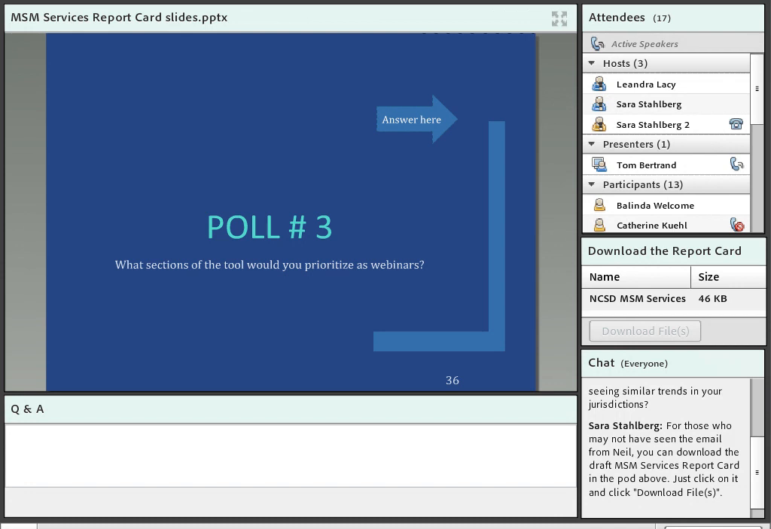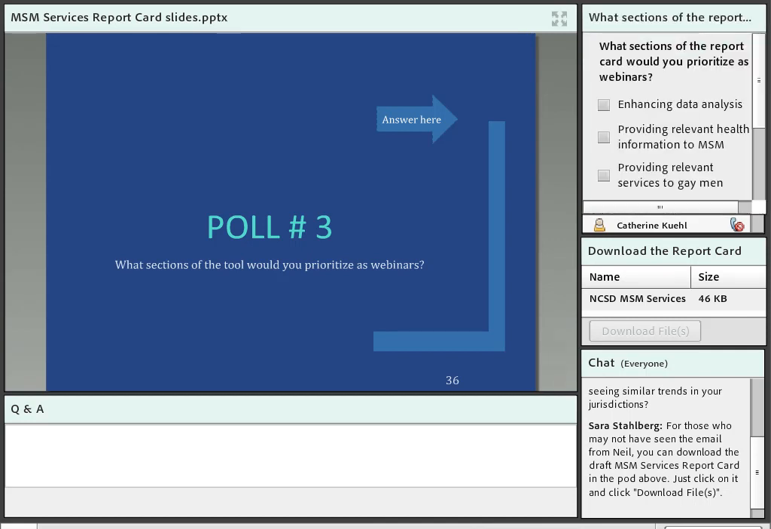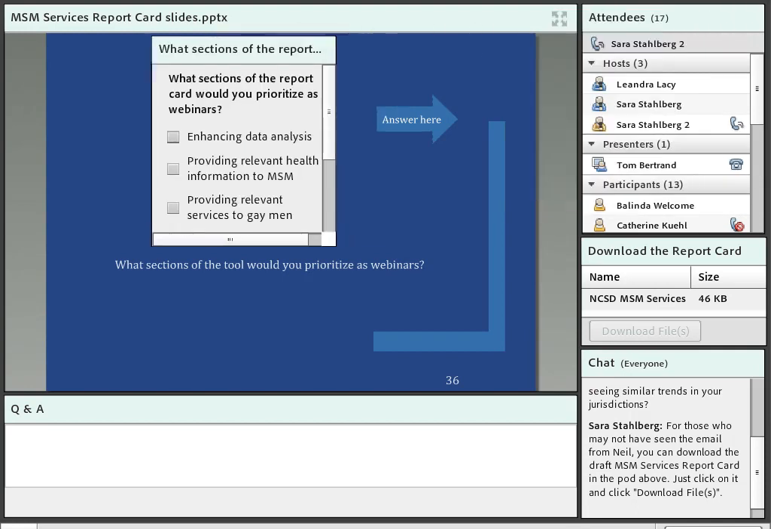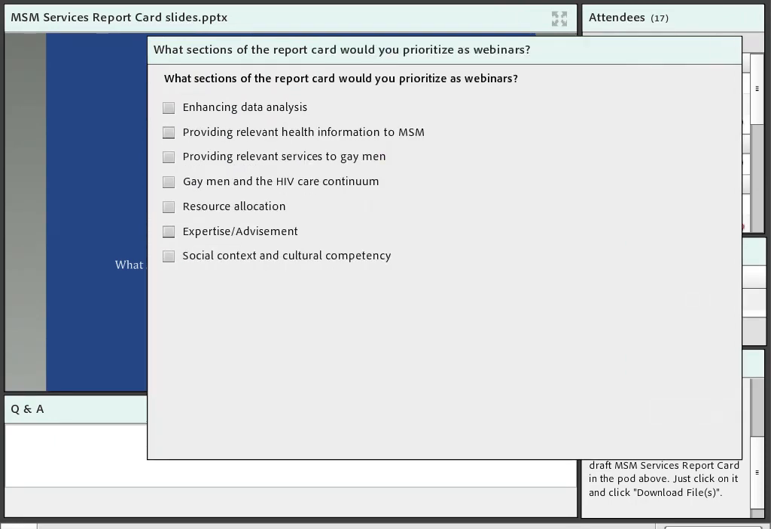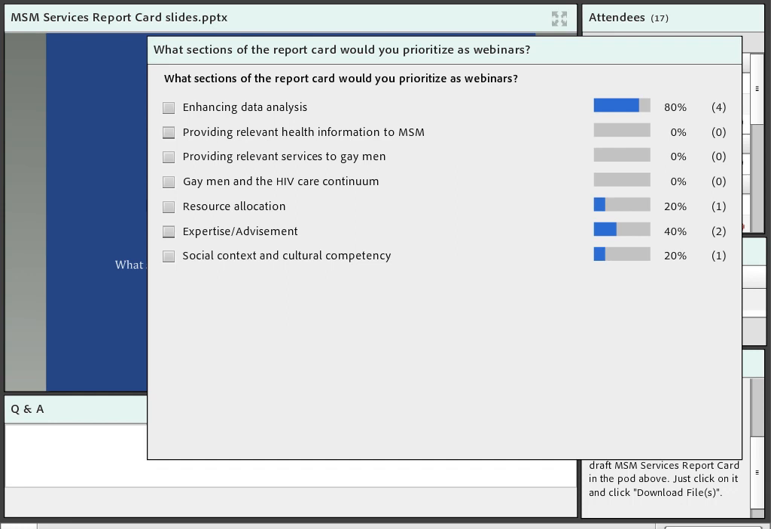So Neel, we have another poll coming right up. Yeah, this is a third poll, and this asks, what sections of the tool would you prioritize as a webinar? This is for us to gauge interest in this as a webinar topic and what sections you want us to explore a little bit more. Everyone, please take a minute to fill that poll out. Great, that is really helpful. And it looks like it's, again, data analysis and social context, so that is good to know.